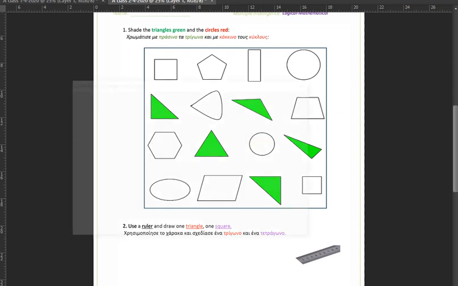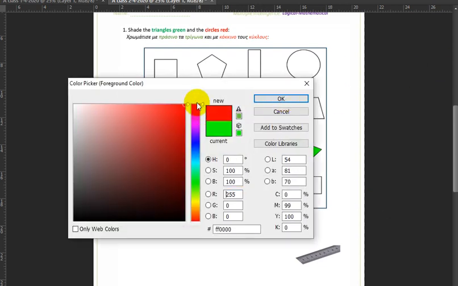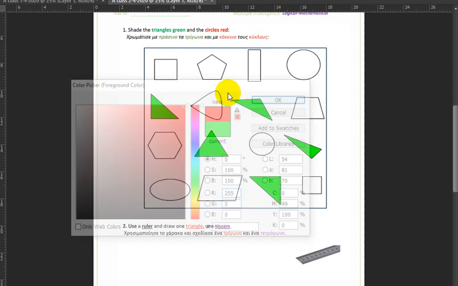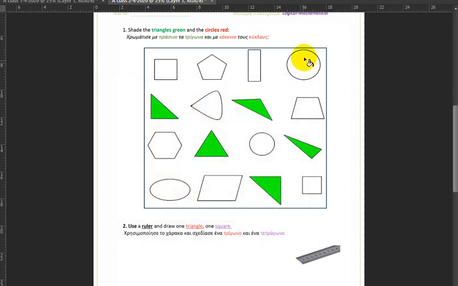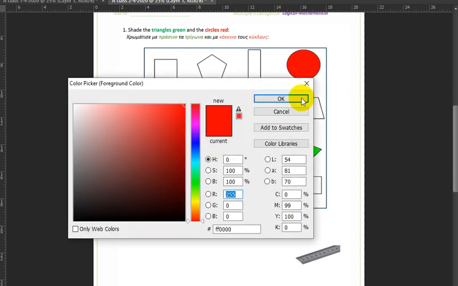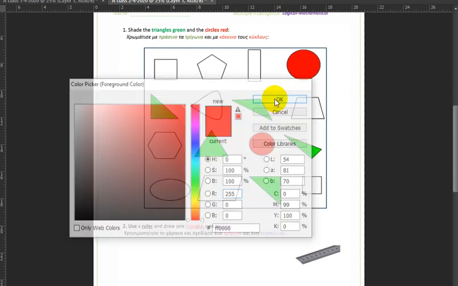Next, let's take red and color our circles. Okay, so we said that this is a circle and this is a circle, but this is not a circle. If I wanted to name this shape, I would actually call this an oval. It's like an egg, sort of. It's different than a circle. And what exactly is the difference?